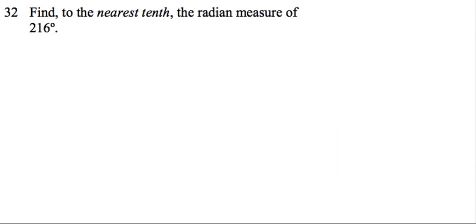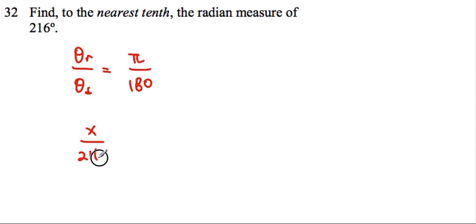Let's look at number 32. Find to the nearest tenth the radian measure of this one. Radian measure over degree measure, that ratio is pi over 180. So if you remember this formula, in place of the angle degree we're going to put 216. So I'm going to put x over 216 because I'm looking for the radian measure, equals pi over 180. Notice that they want us to express our answer to the nearest tenth. That means don't keep pi as pi, but actually calculate.